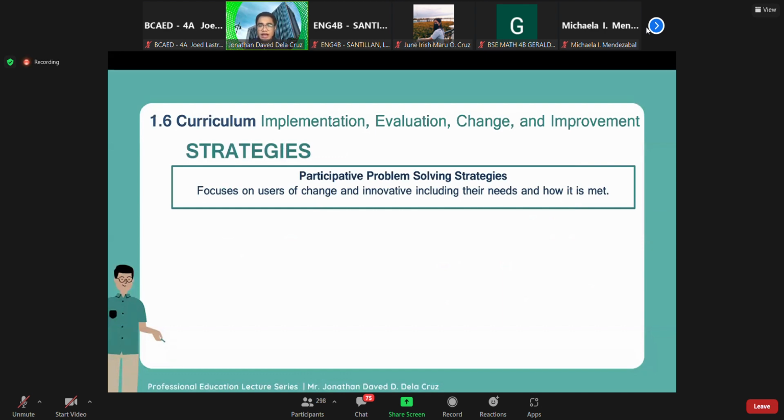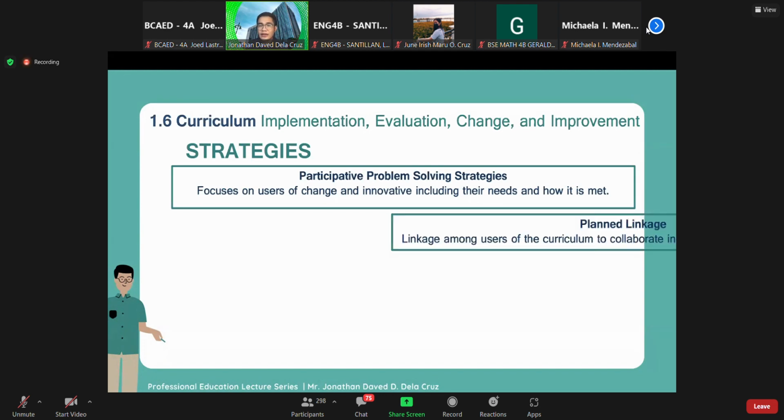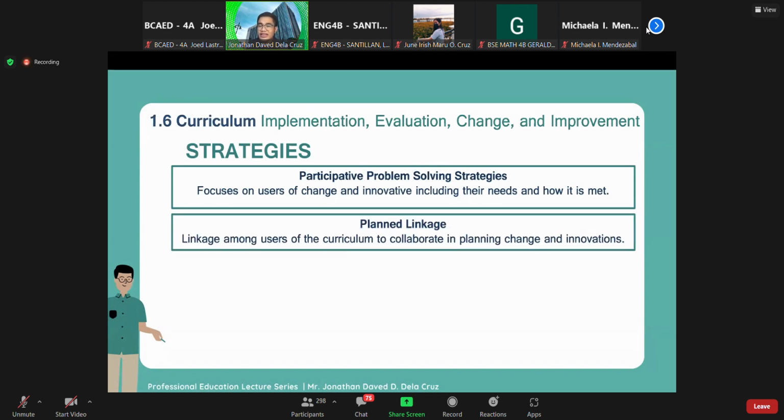So we have a participative problem-solving strategies, focuses on users of change and innovative, including their needs and how it is met. Meron din tayong planned linkage. This is when linkage among users of the curriculum to collaborate in planning change and innovations. Makikipag-usap ka sa iba't ibang institutions or iba't ibang schools din na mag-offer ng program na parehas ng academic program na i-offer ng school ninyo para mag-retool kayo or mag-prepare kayo sa changes na gagawin ninyo. So, at least may kasabay kayo magbago on the basis of your linkage.